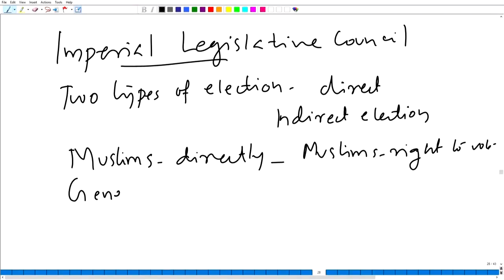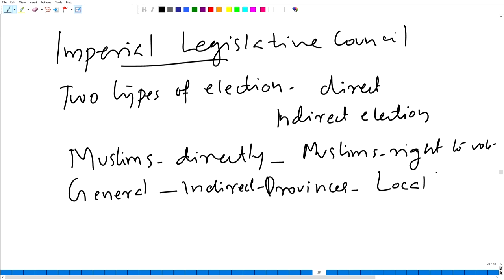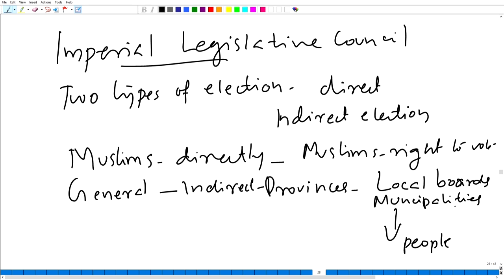What about the election to the general constituencies? Indirect election was introduced. The people directly elected members to local boards or municipalities. Then the members of local bodies and municipalities elected members to the provincial legislative council.